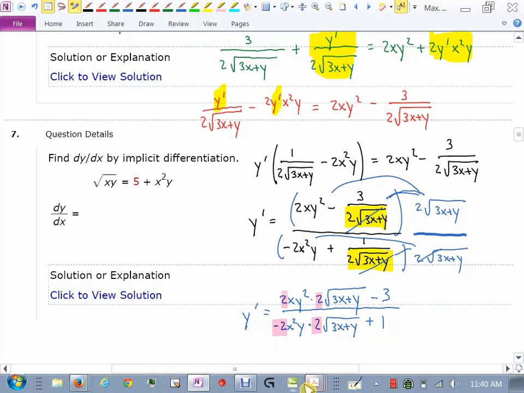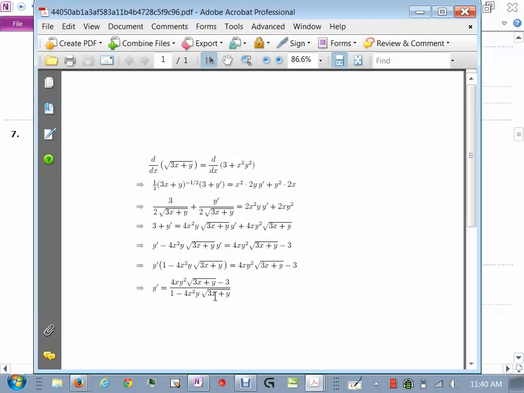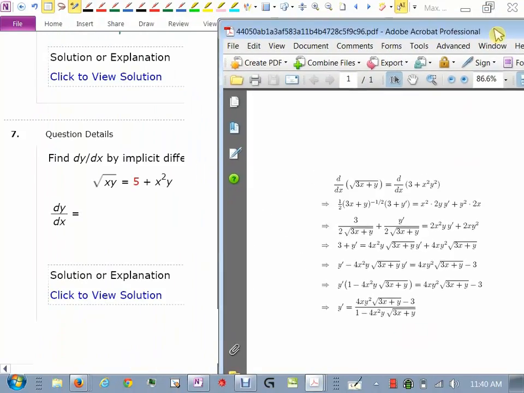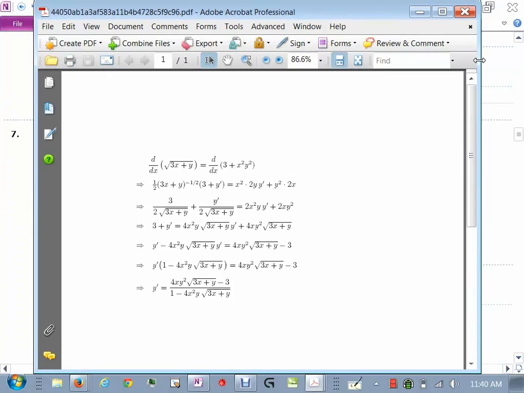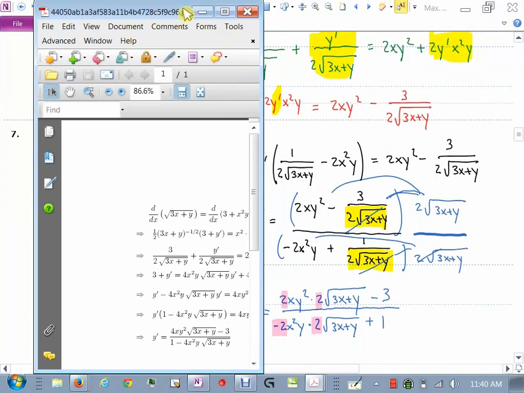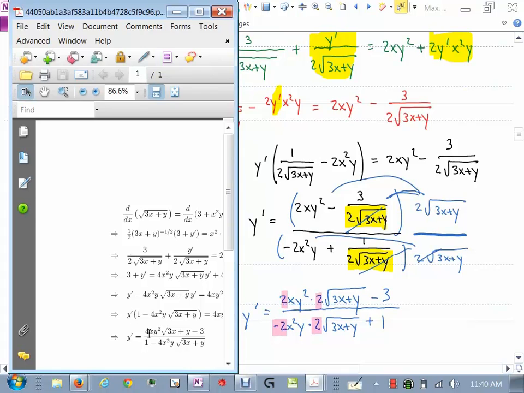So now let me see if that's what we had there. Okay, so this would become a 4xy squared square root, and then minus 3. Now on the bottom, they have the 1 in front, so this 1 they put in front, and then this became the minus 4x squared y. That's it right there, with that root attached to it. So as you can see, we get the same answer.